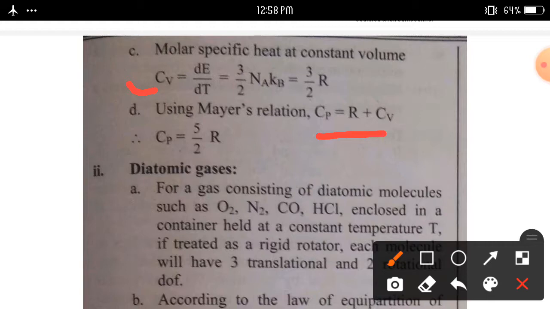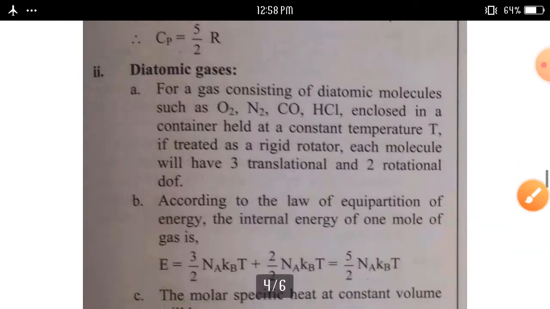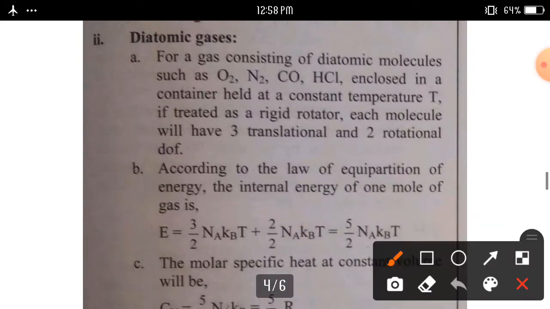And next one is diatomic gases. The second one is diatomic gases. For a gas consisting of diatomic molecules such as O2, N2, CO, HCl enclosed in a container held at constant temperature, suppose this constant temperature is capital T. If treated as a rigid rotator, each molecule will have 3 translational and 2 rotational degrees of freedom.